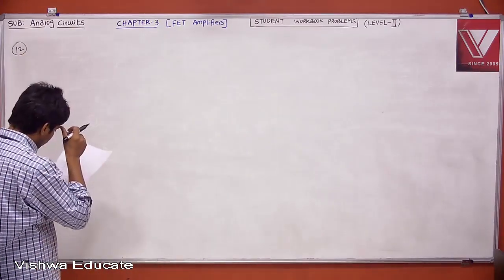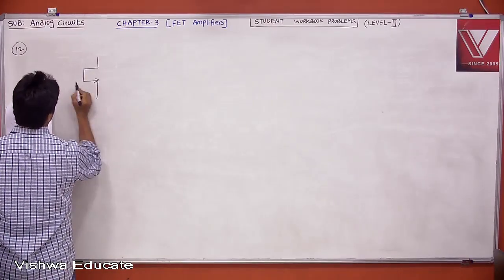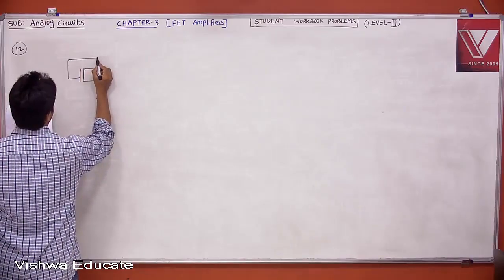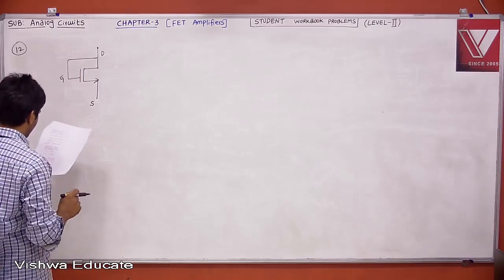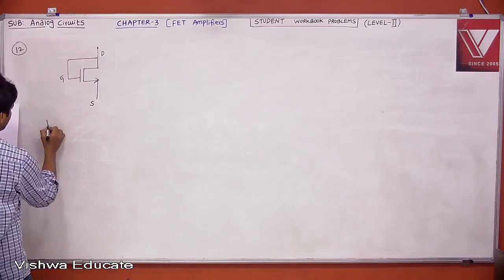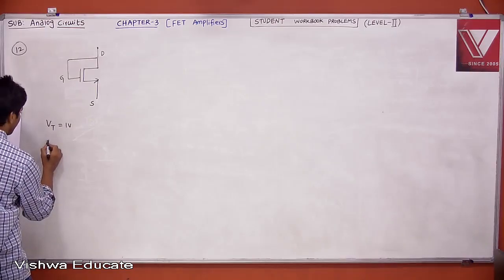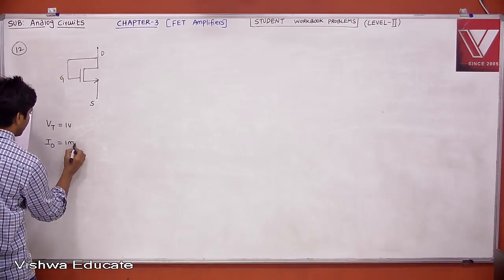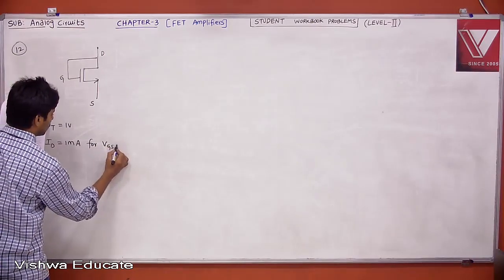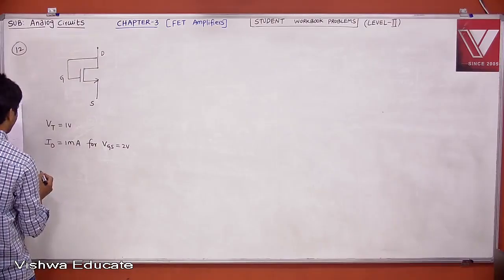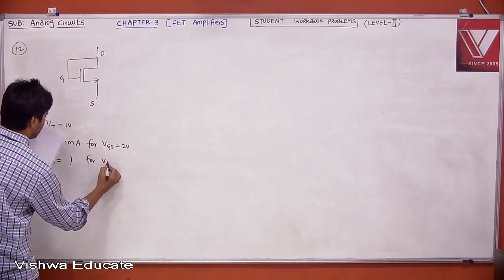The drain of an n-channel MOSFET is shorted to gate so that VGS is equal to VDS. This is drain, gate, source. The threshold voltage is 1 volt, VT is equal to 1 volt. If the drain current is 1 milliampere for VGS equal to 2 volt, then for VGS equal to 3 volt, what is your ID?